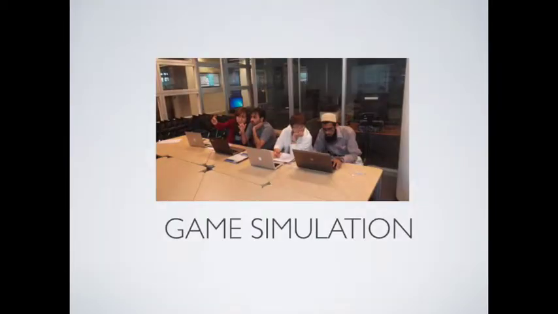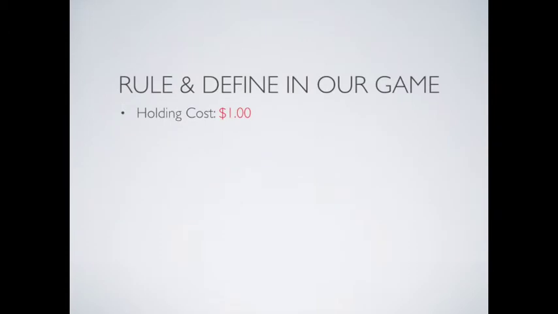Based on the existing game introduced in the first part, we simulate our game based on several rules. First, we define the holding cost as $1 per unit and the backorder cost as $5 per unit. To make our game more realistic, we add another factor, selling price, $2 per unit. Since it's constant, it won't affect our inventory and order strategy.